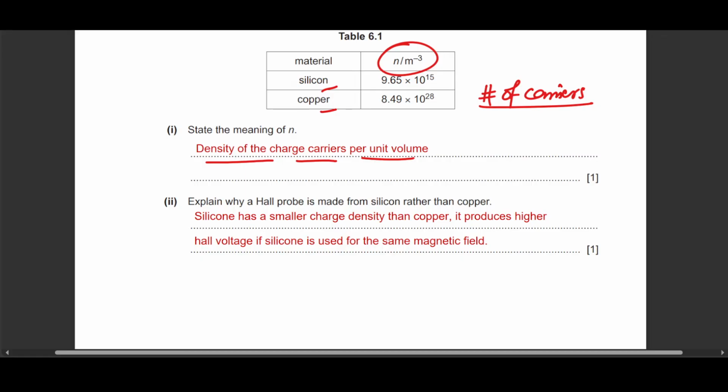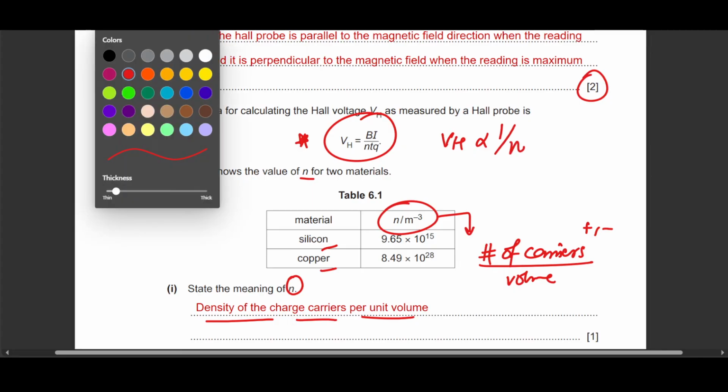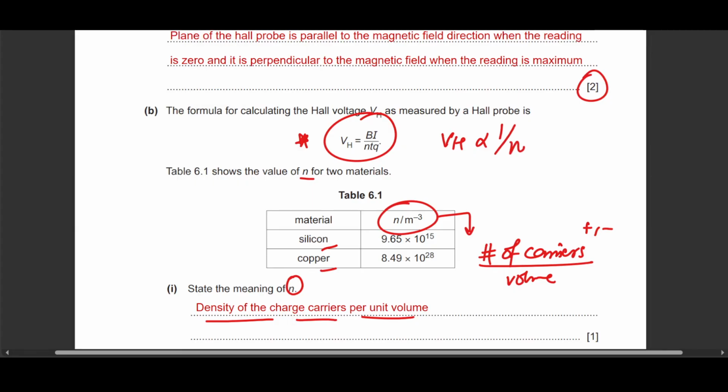So number of carriers, be that positive or negative, depending upon semiconductor or metal like copper, divided by the volume in which they are traveling, in which they are being held. So that is the meaning of the value of N. Explain why Hall probe is made from silicon rather than copper. You can see from this equation that Hall voltage is inversely proportional to N. So it's a good idea to get the highest value of Hall voltage, because we want to make it as sensitive as possible by providing the least number of carriers.